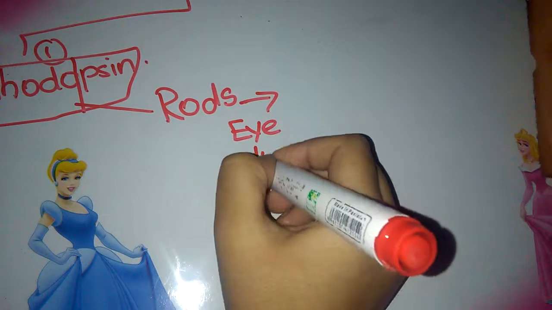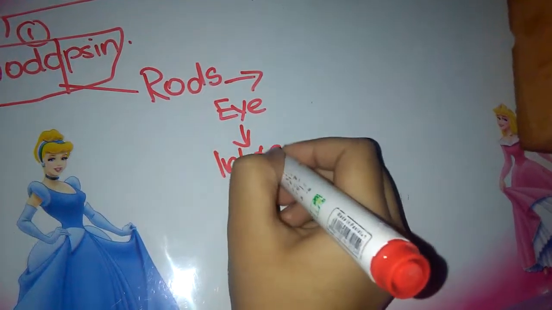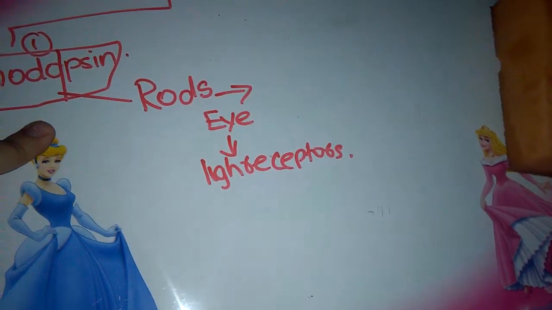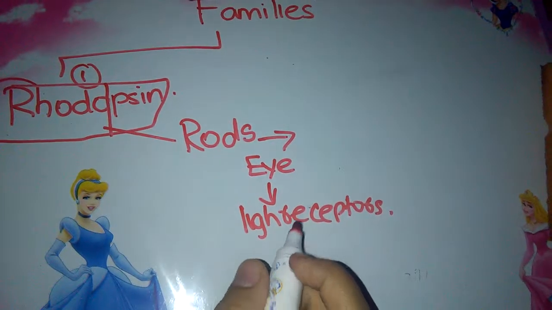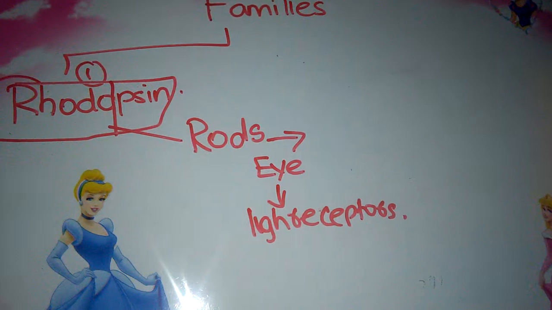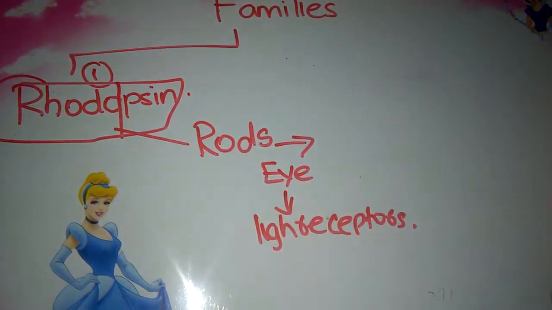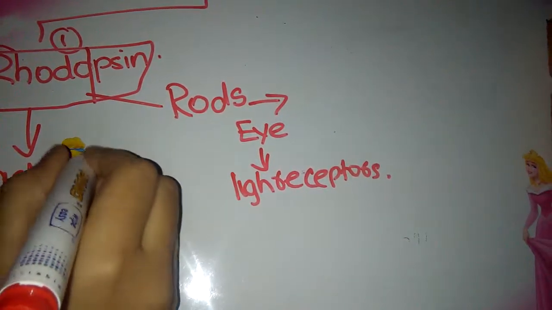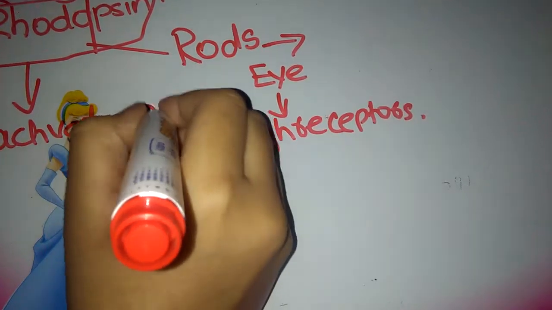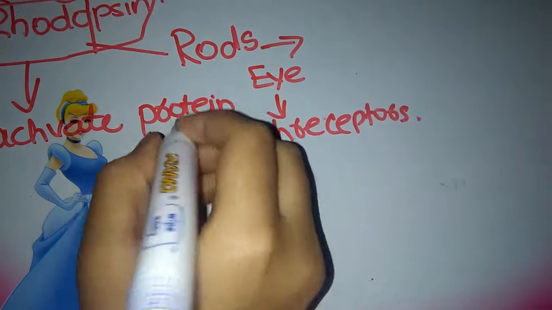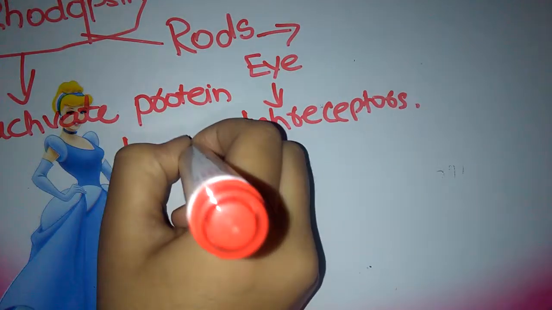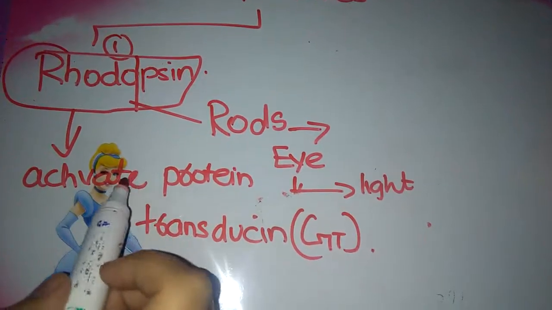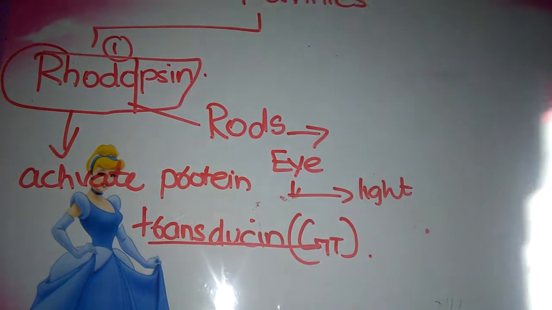These are actually photoreceptors. From this we conclude that rhodopsin receptors are basically related to vision. They are very, very sensitive to light, and they activate signal transduction.